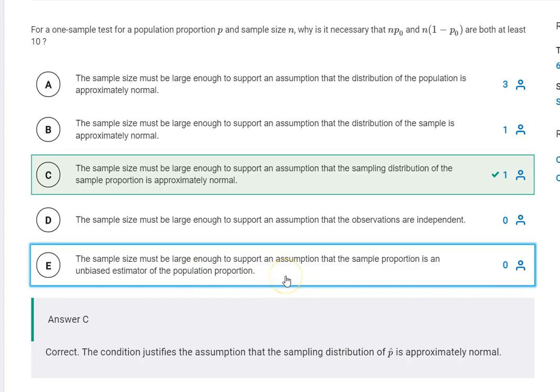The sample size must be large enough to support an assumption that the sample proportion is an unbiased estimator of the population proportion. Sample size, once again, has nothing to do with that. That assumption is met if we take a random sample. That is the condition for the sample proportion being an unbiased estimator of the population proportion. Okay, so let's go to question number 8.